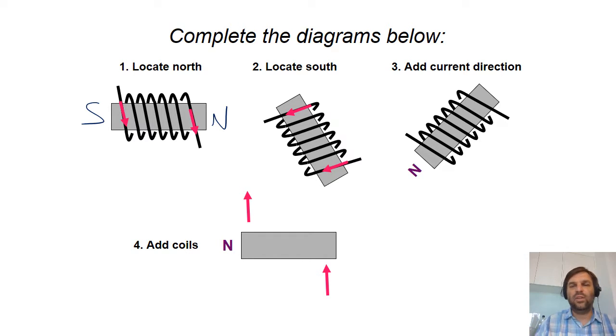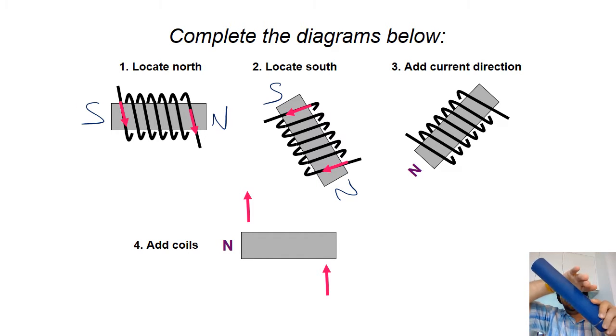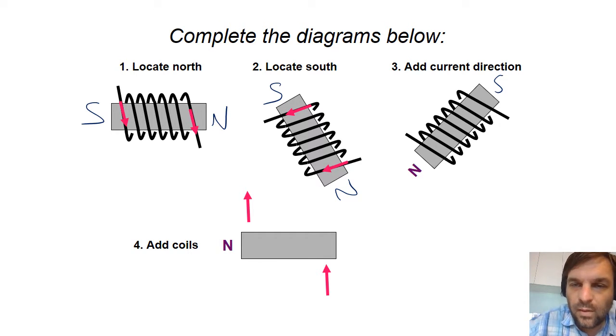Second example, locate the south. So here we go. The current's going that way. That means that the magnetic field must be going down. So that must be north and that must be south. So that's the south there. Add a direction of current. So again, the direction of the magnetic field is going down to the north. So that means that must be the south. And it means that the current is going up the wire, as it were.